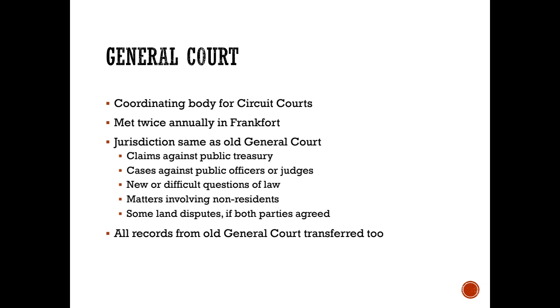All right, and the circuit court also created a general court, which was meant to be a coordinating body for the circuit courts. Just like the district had one above them, this was the general court for the circuit courts. This was very similar to the general court from the district. Basically almost the same. It was just the circuit court instead of the district court. The general court ends up continuing until 1850.